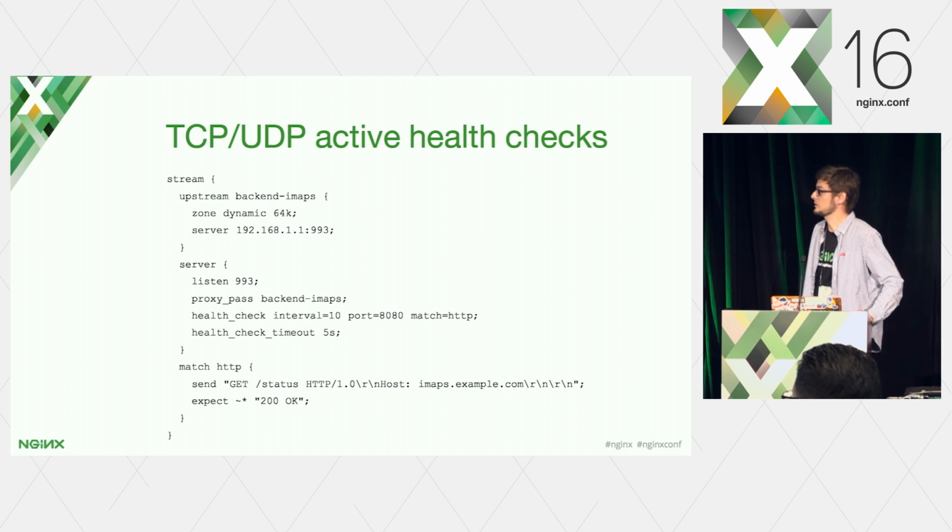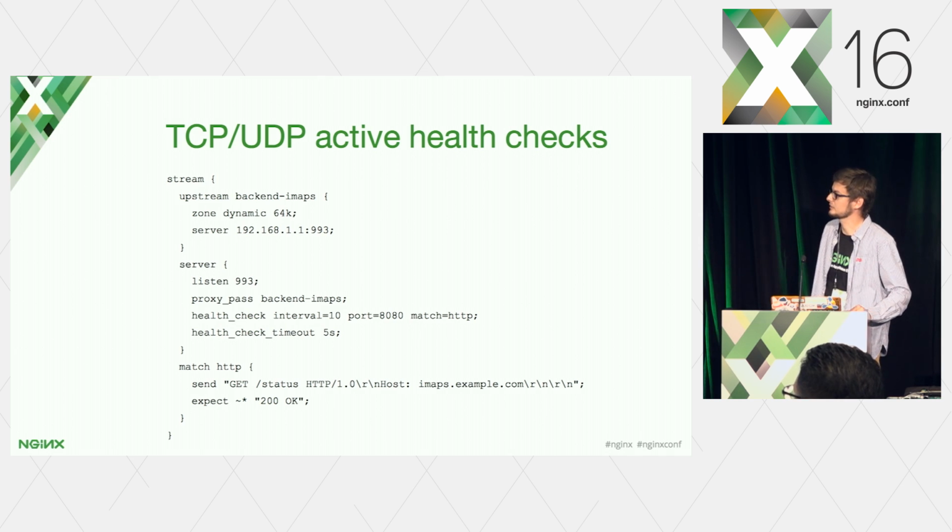All right, so as I mentioned on the previous slide, we had passive health checks enabled using the max_fails parameter, but in NGINX Plus you can also use active health checks, or asynchronous as they call them. So imagine we have a load balancer in front of multiple IMAP servers. Well, in this case we only have one, but that's because my slide wouldn't fit that many entries anyway.